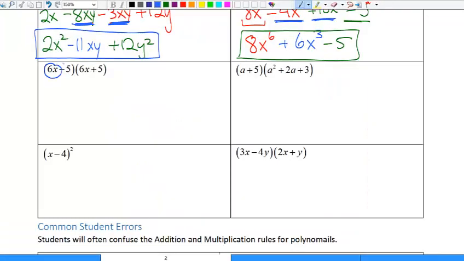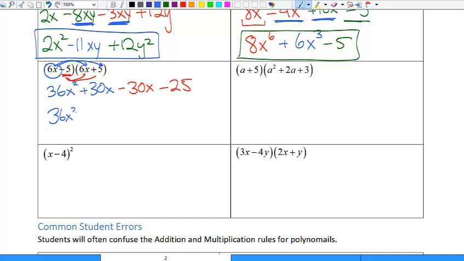Again, I have 6x minus 5 times 6x plus 5. I'm going to distribute the 6x to both terms in the second parentheses to get 36x squared plus 30x. Then I come back and grab the negative 5 and distribute that as well. Negative 5 times 6x is negative 30x. Negative 5 times positive 5 is negative 25.